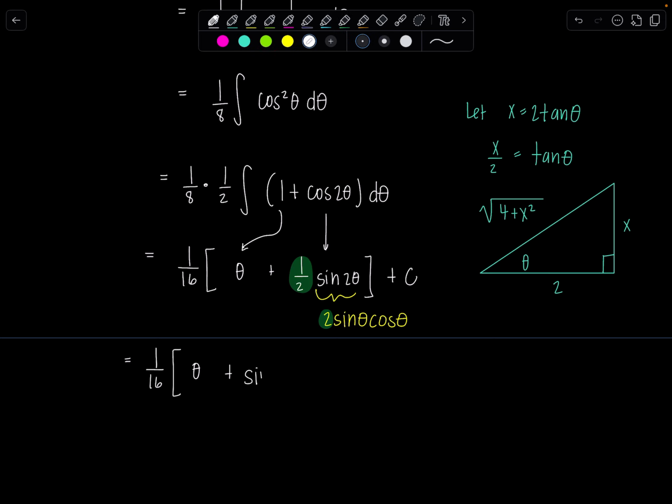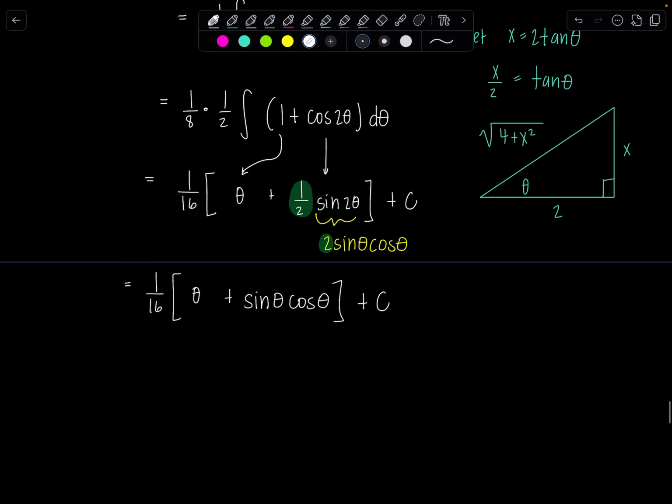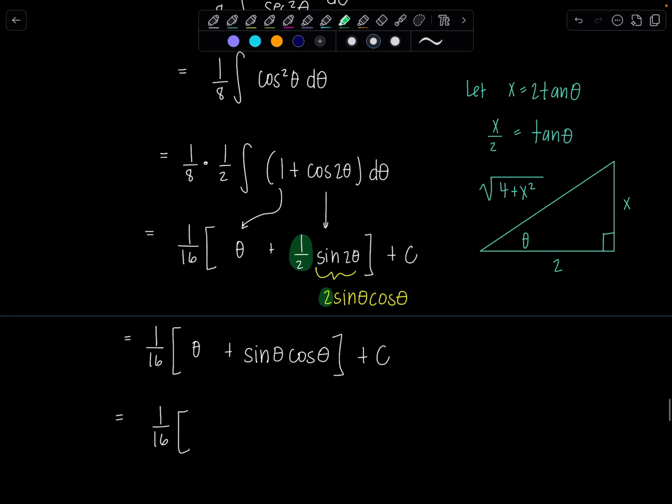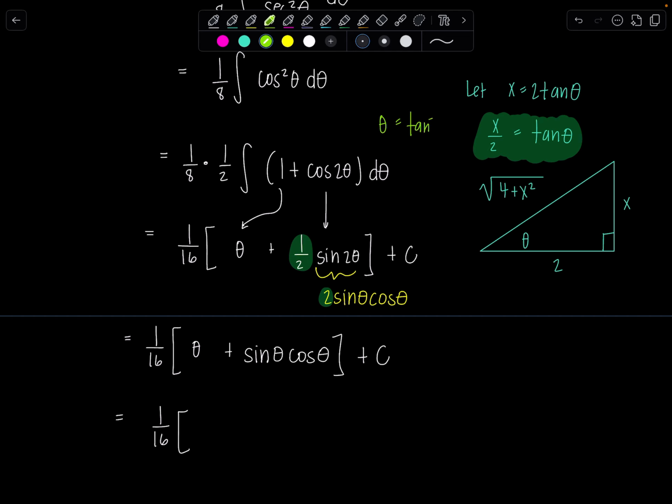So plus sine theta cosine theta plus c. And then, bada bing, bada boom, let's go back to x's. So what do we do with this plain old theta? You come right here to where you first made the trig sub, okay? And plain old theta by itself is tan inverse of x over 2. Technically, you could use any trig inverse function, but use the one that you made the trig sub with. That's the conventional way of doing it.